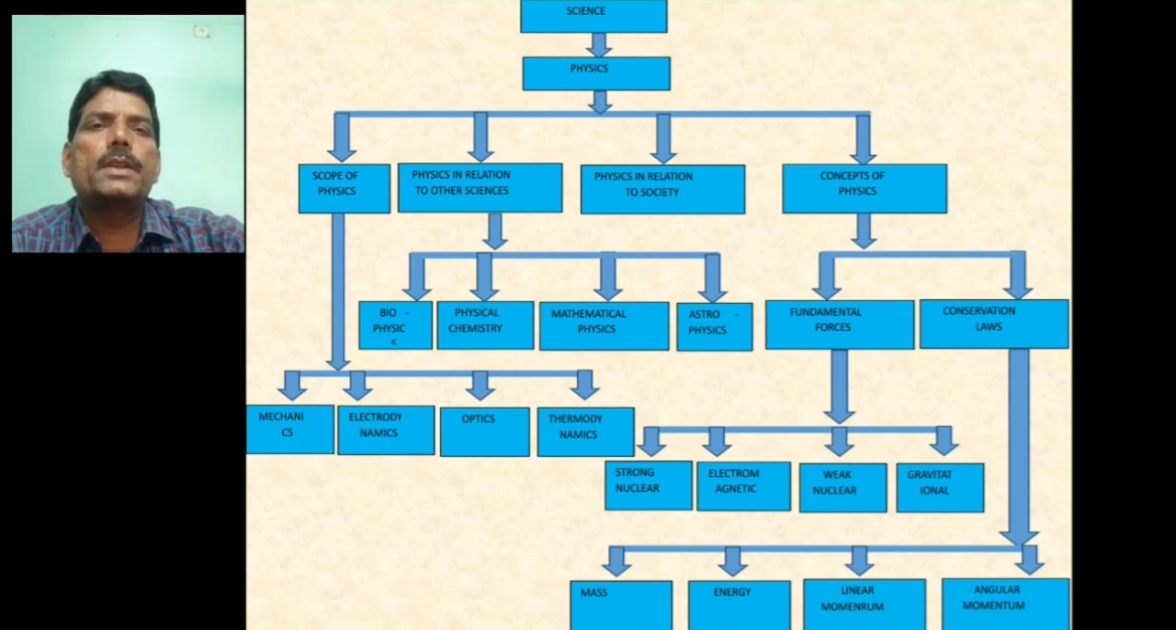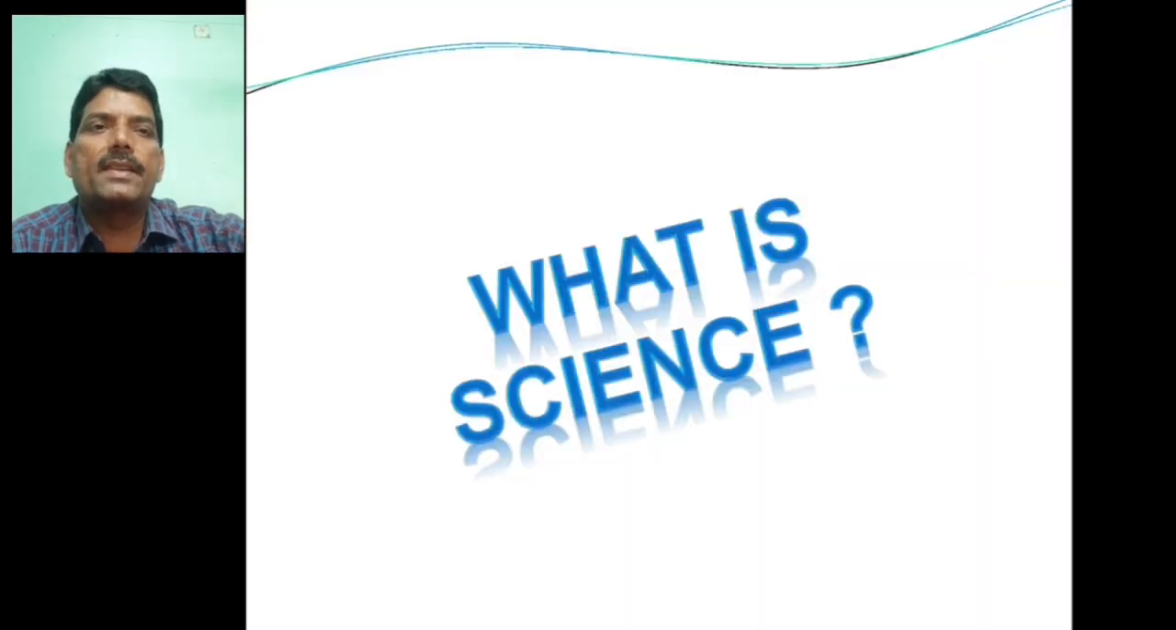Again, the fundamental forces are divided into four parts: strong nuclear force, electromagnetic force, weak nuclear force and gravitational force. In conservation laws, we will discuss conservation of mass, conservation of energy, conservation of linear momentum and conservation of angular momentum. So, we will discuss this chart in two parts. First of all, we will start with what is science.